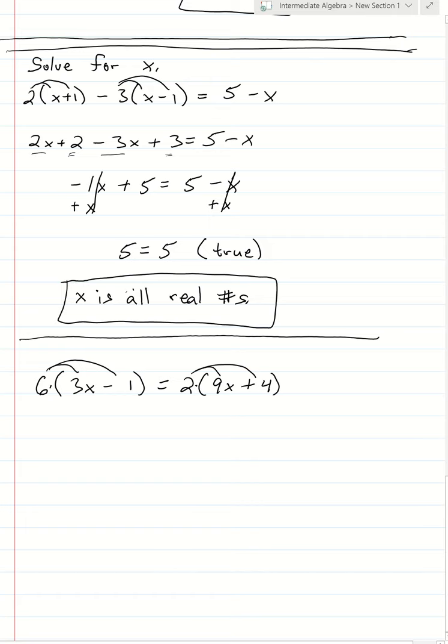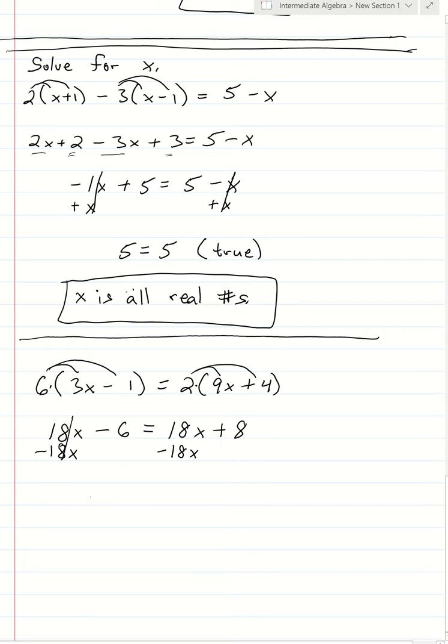Let's see what's going to happen. When I distribute on the left side, we get 18x minus 6 equals, when we distribute on the right side, 18x plus 8. Okay, step 1 is done. Now let's go on to step 2. In step 2, we have to get the variable on one side. So I'm going to subtract 18x on both sides.